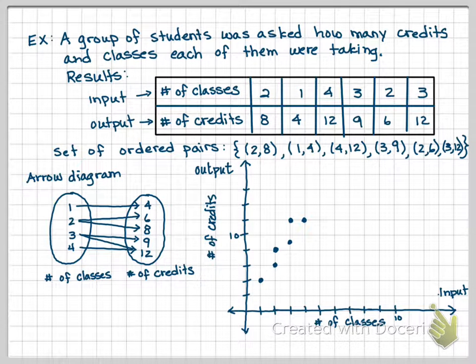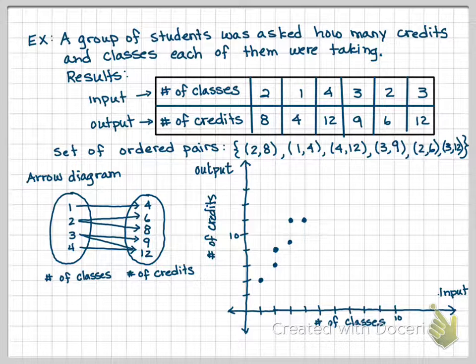What about this next one? So the classes and credits, is that a function? That one's not, right? Because if I pick one number up top or one number here on the left, and I say how many credits correspond to that number of classes, well, if I pick 2, it's either 6 or 8, right? So there's 2 possible outputs that correspond to that single input.